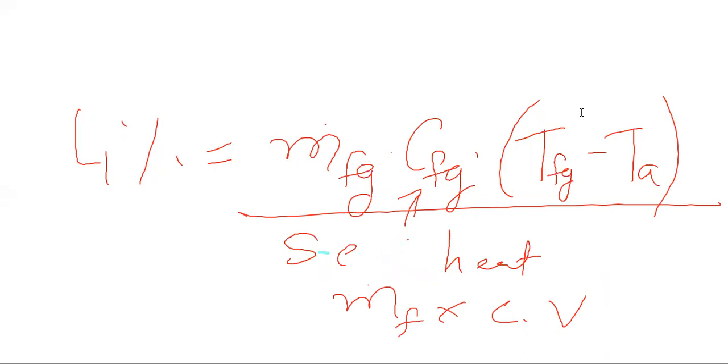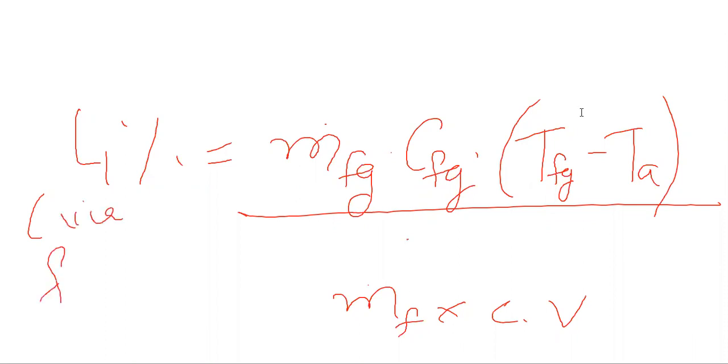So this expression, let me write this first. In the denominator, you have m dot f into Cv. So this expression L1 dash is the percentage heat loss via the flue gases, via the dry flue gases.